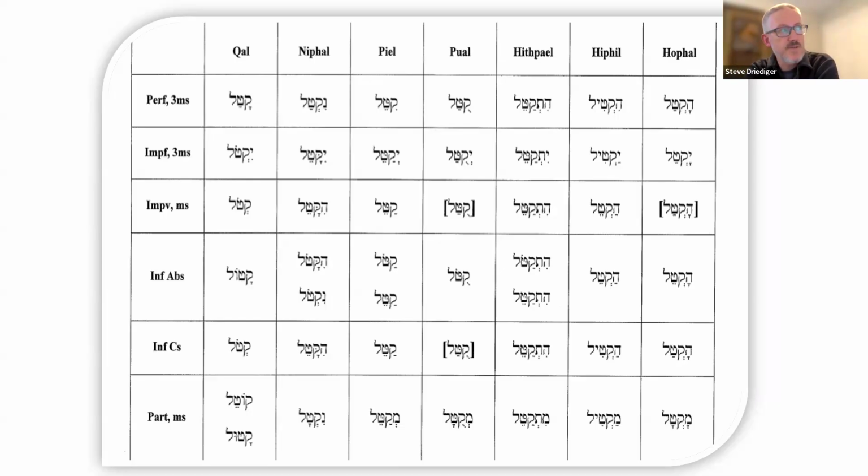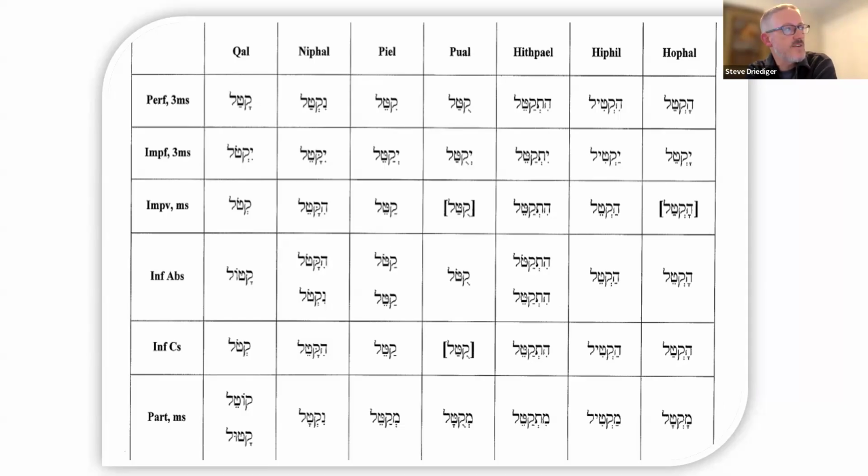Same thing with piel. If you look at the vowels there in qitel, you have the tsere, which is why we call it the piel stem. And then you can work that through for all of the following stems as well.